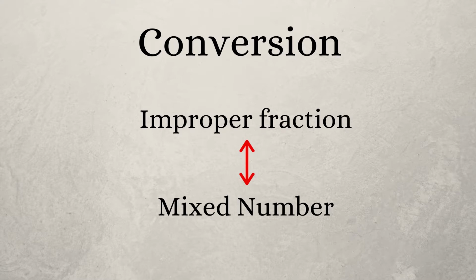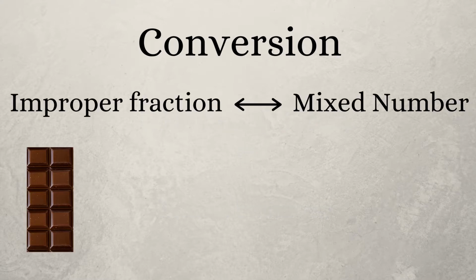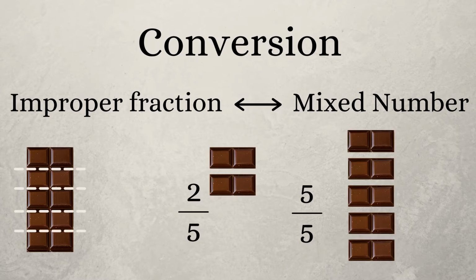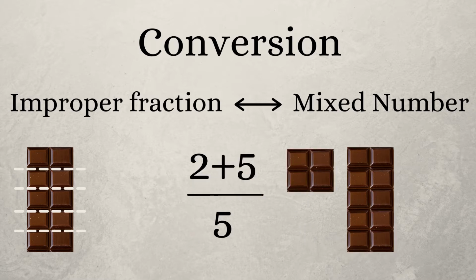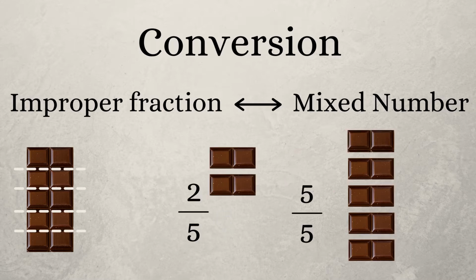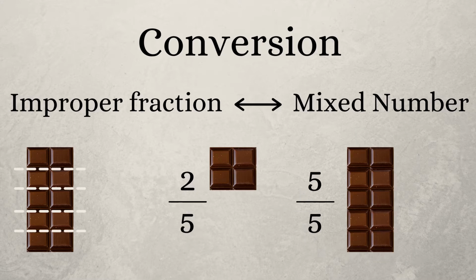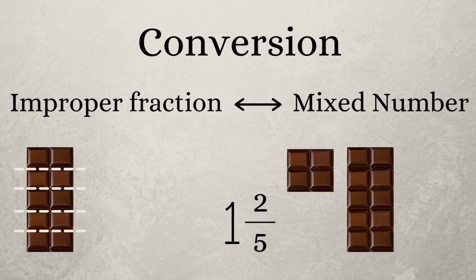So let's grab another bar of chocolate, which is divided into 5 equal parts. You now have a 2/5 and a 5/5. So in total, you have 7/5. This is an improper fraction. Now if you take the same 2/5 and 5/5 and if you make the 5/5 as one whole, you get 1 and 2/5, which is a mixed number.